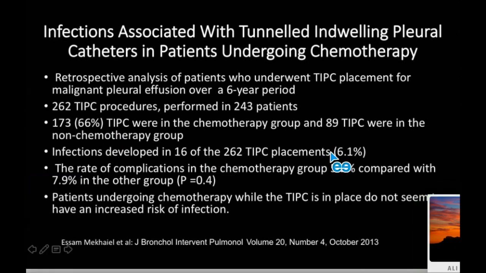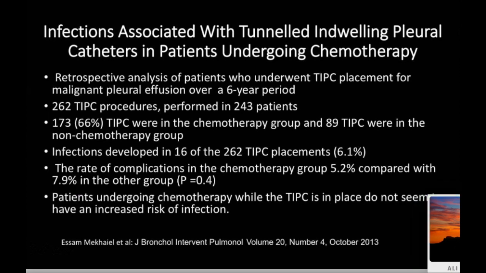Infections developed in only 6% of the patients, which is very close to the number that we saw without the chemotherapy. The rate of complication in the chemotherapy group was 55.2% compared to 7.9% in the other group. So it doesn't look like chemotherapy predisposes patients with indwelling fluid catheters to infection. Part of the reason is they are tunnel catheters. That's how they were designed.